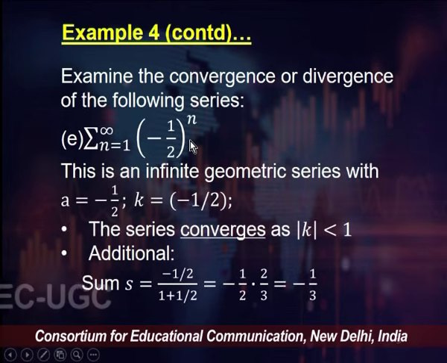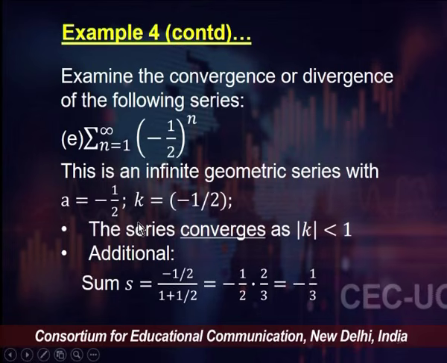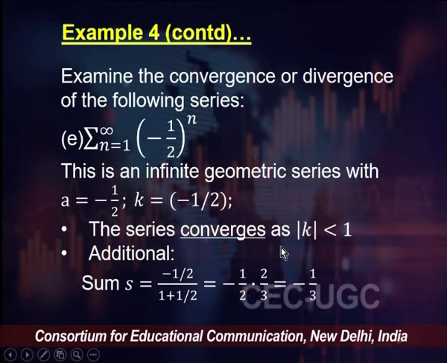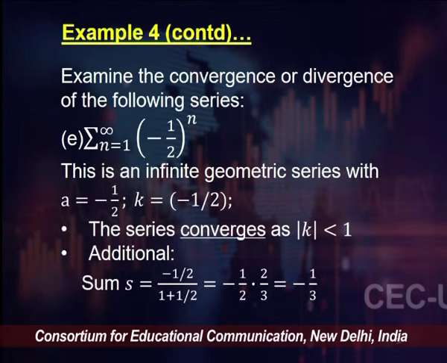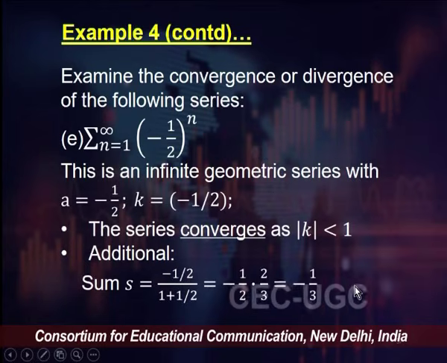Similarly, if I have summation minus half to the power n, this is clearly an infinite geometric series, with the first term being minus half, the common ratio is minus half again, and this series will converge as the common ratio r is less than 1 in absolute value, and the sum here is going to be again a upon 1 minus r, which you can check for yourself, is minus 1/3.